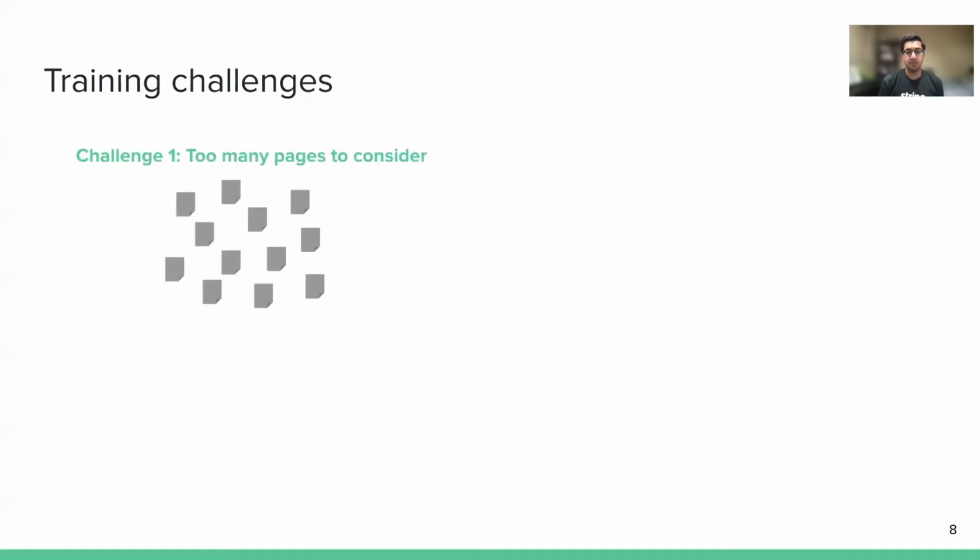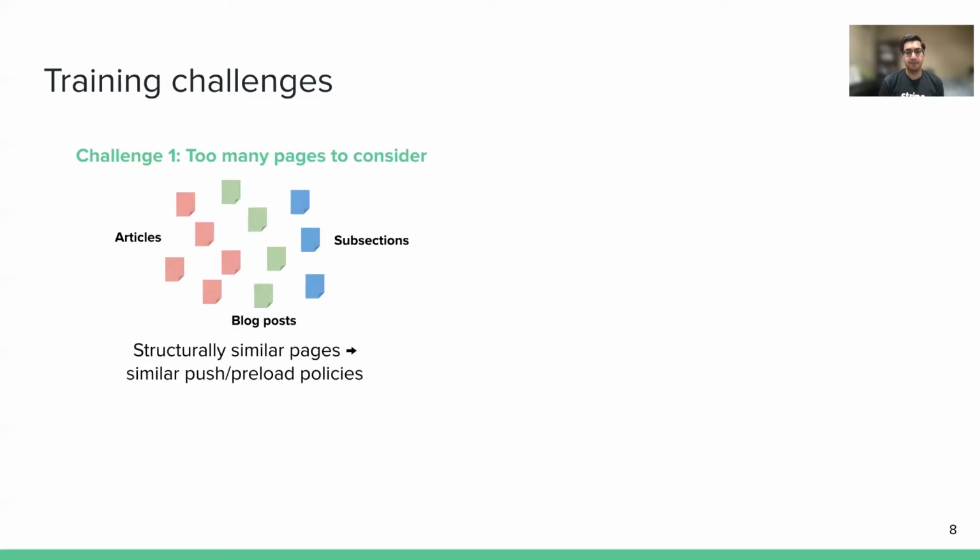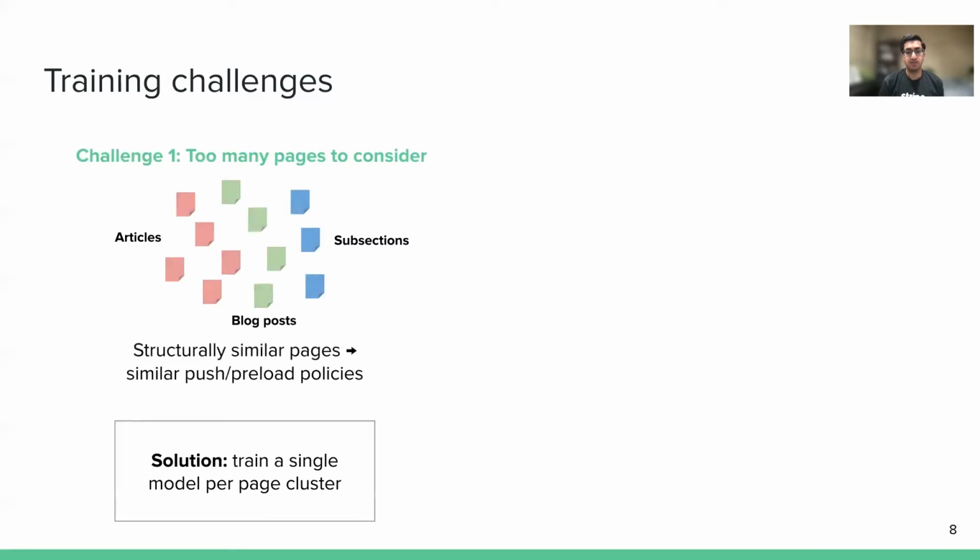First, websites commonly serve thousands of pages. Training on all of them would be impractical. To overcome this, we leverage the observation that groups of pages for a given site typically share significant structural properties. For example, the New York Times has articles, subsections, and blog posts, distinct types of pages, all generated from templates. Since these structural properties govern the performance of push preload policies, we can train a single model per cluster.